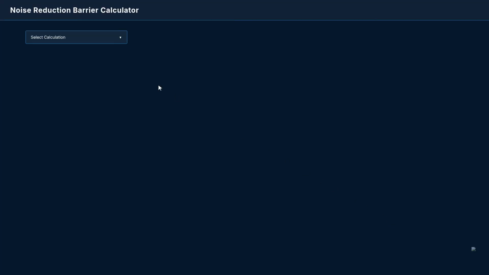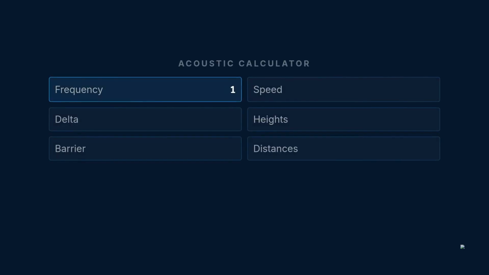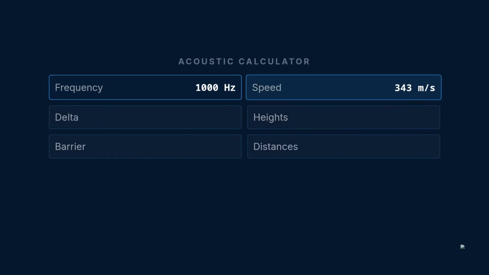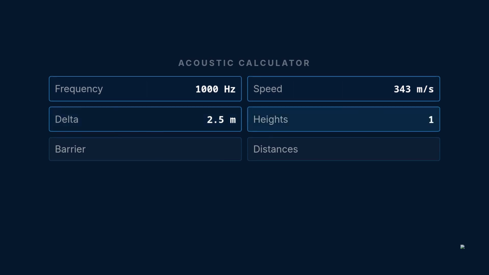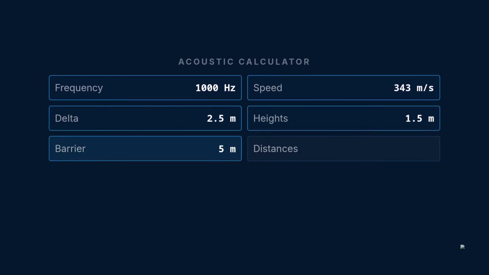Frequency 1000 Hz, speed of sound 343 meters per second, and path length difference 2.5 meters. Both source and receiver heights at 1.5 meters, barrier height 5 meters, source to barrier distance 15 meters, and barrier to receiver distance 30 meters.